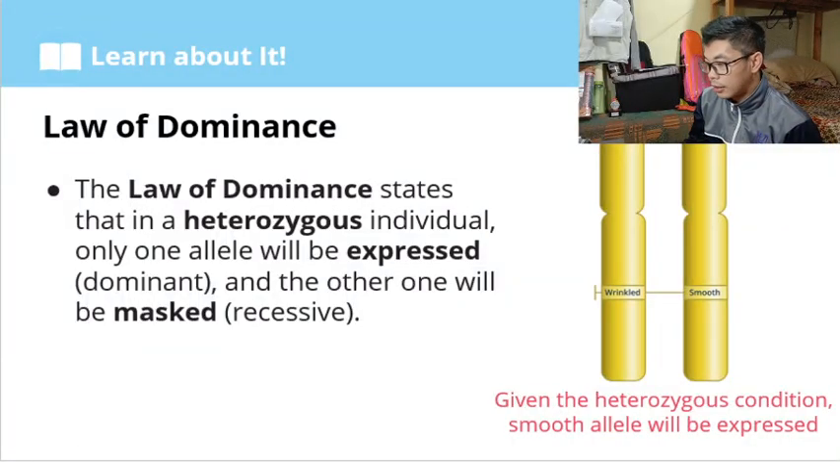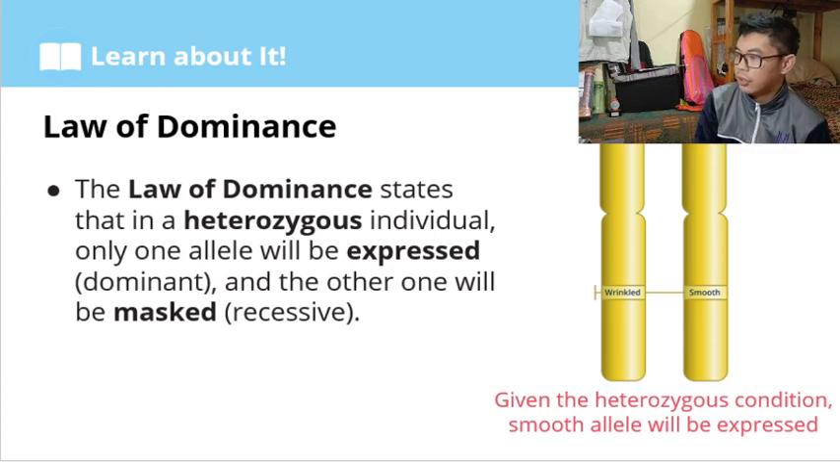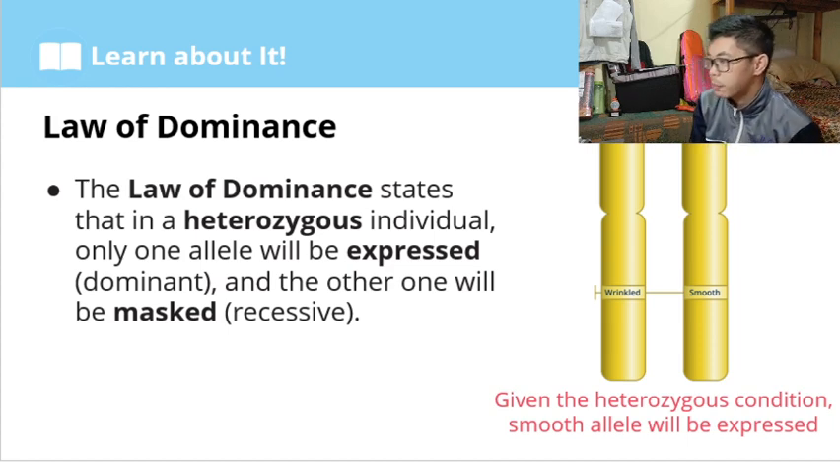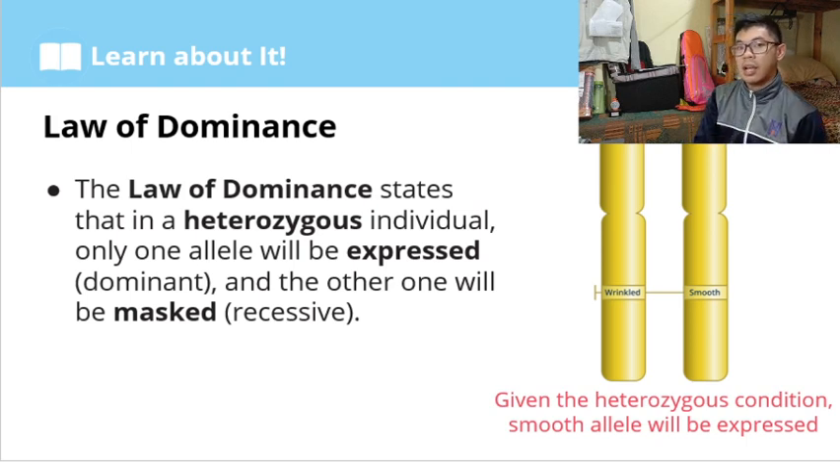So let's have a recap of what we had last time. For the law of dominance, it says here that the law of dominance states that in a heterozygous individual, only one allele will be expressed and one will be masked. So when you talk about your law of dominance, there are two things that are related to it. We have your dominant allele and your recessive allele. Now, the dominant allele is always overpowering or is always being expressed.